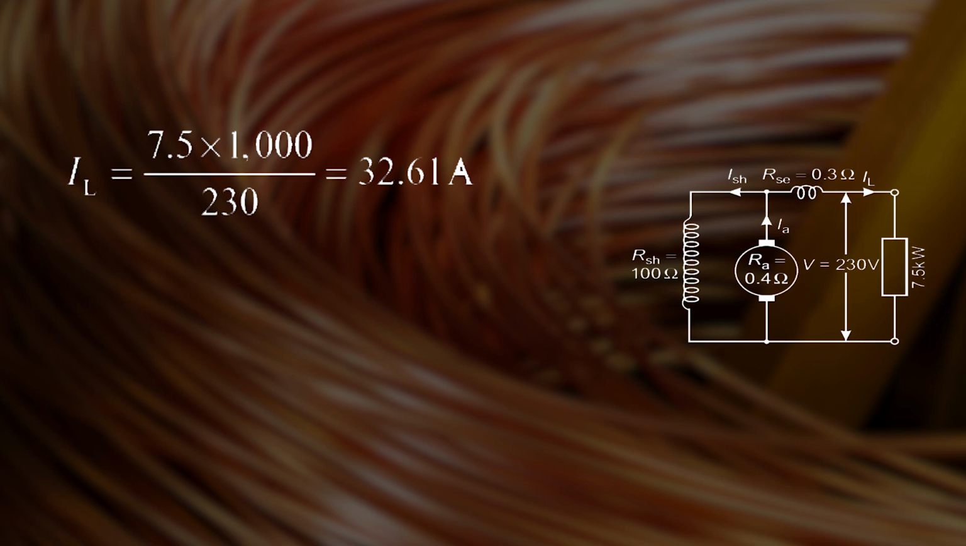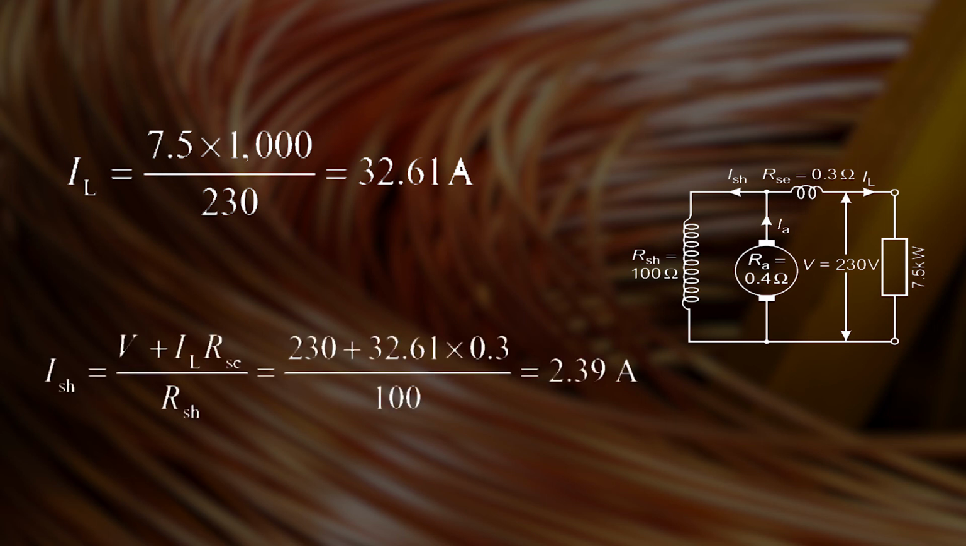So power is 7.5 kilowatt. Just multiply by 1000 to convert into watt. So IL is equal to 7.5 into 1000 divided by 230. So it comes to 32.61 ampere. Now if you want to calculate the value of the shunt field current, it can be written as the voltage across the armature divided by RSH. The voltage across the armature is V, terminal voltage 230, plus the voltage drop across the series field winding resistance, that is IL into RSE. So ISH can be written as V plus IL RSE upon RSH.